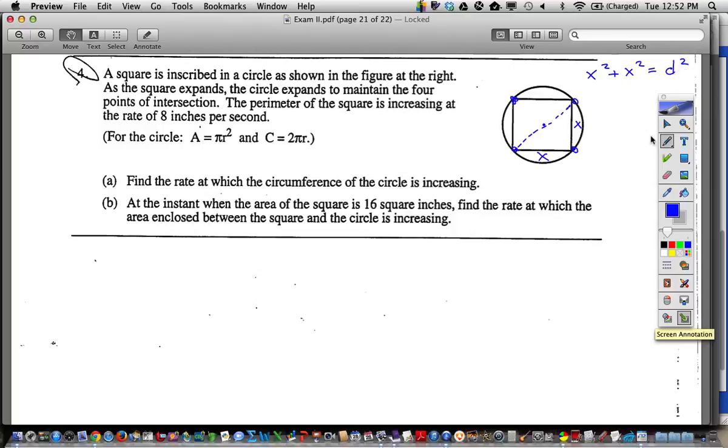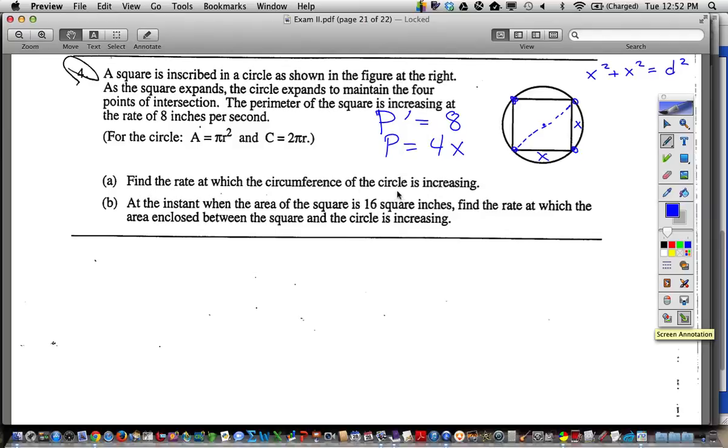Would that be true? I'm not sure if I need that, I'm just writing down some things. Perimeter is increasing at 8 inches per second, I would call that P prime equals 8. Perimeter, of course, is going to be 4x here. I haven't even read the question, which is not that smart, but I have a feeling of what kind of things they're going to ask.